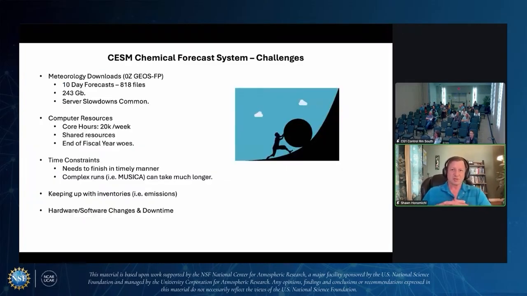There are some challenges that come along with doing this. One of our major bottlenecks is the meteorology downloads. These are 10-day forecasts, and this equates to 818 files that we have to download every day. And in total, that comes out to about 243 gigabytes worth of information. And server slowdowns are not uncommon, so we have to deal with that quite a bit.